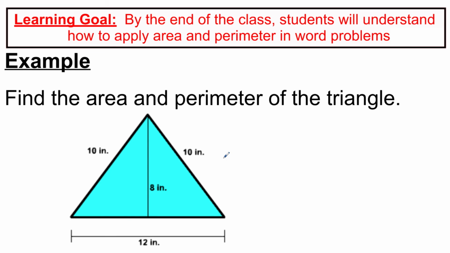Okay. Last problem, I just want to show you one triangle problem, and this has some extra labels on it. So this is asking for the area and the perimeter of the triangle. So let's start off with perimeter, because I think that one's a little bit more straightforward. So there are no formulas for perimeter.